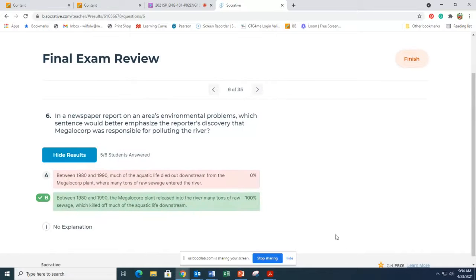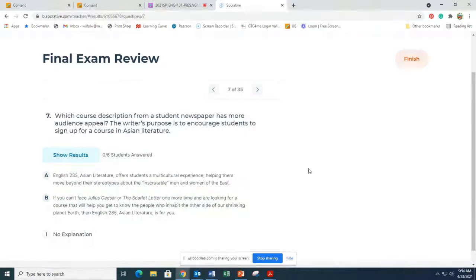All right. Yeah, good. Awesome. Well done. A just makes it sound like these things just happen to all be true at the same time. There's no causal relationship here. Raw sewage just somehow entered the river, versus B, which is placing the blame squarely at the feet of Megalocorp. Which course description from a student newspaper has more audience appeal? The writer's purpose is to encourage students to sign up for a course in Asian literature.